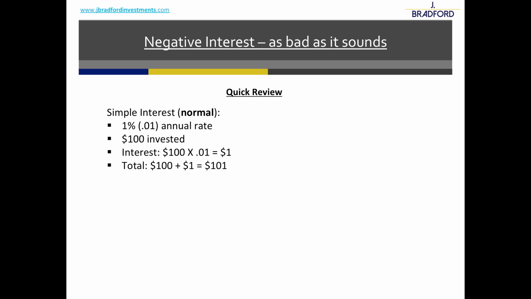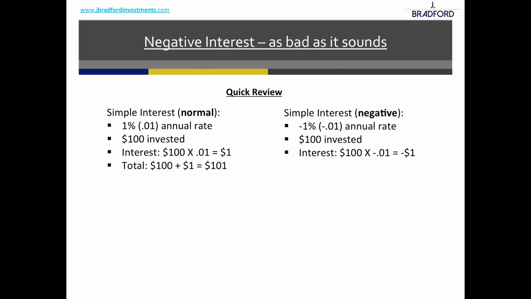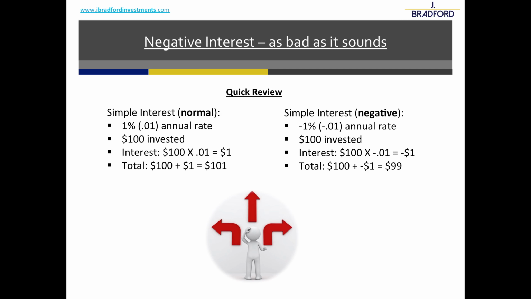Now, how does negative interest work? Well, the calculation's the same, but let's assume a negative 1% interest rate, same $100 invested. You multiply the interest rate, the negative 1%, times your principal, and you get a negative dollar. So when you add that negative dollar to your principal, you actually end up with $99. You end up with less money than when you started.